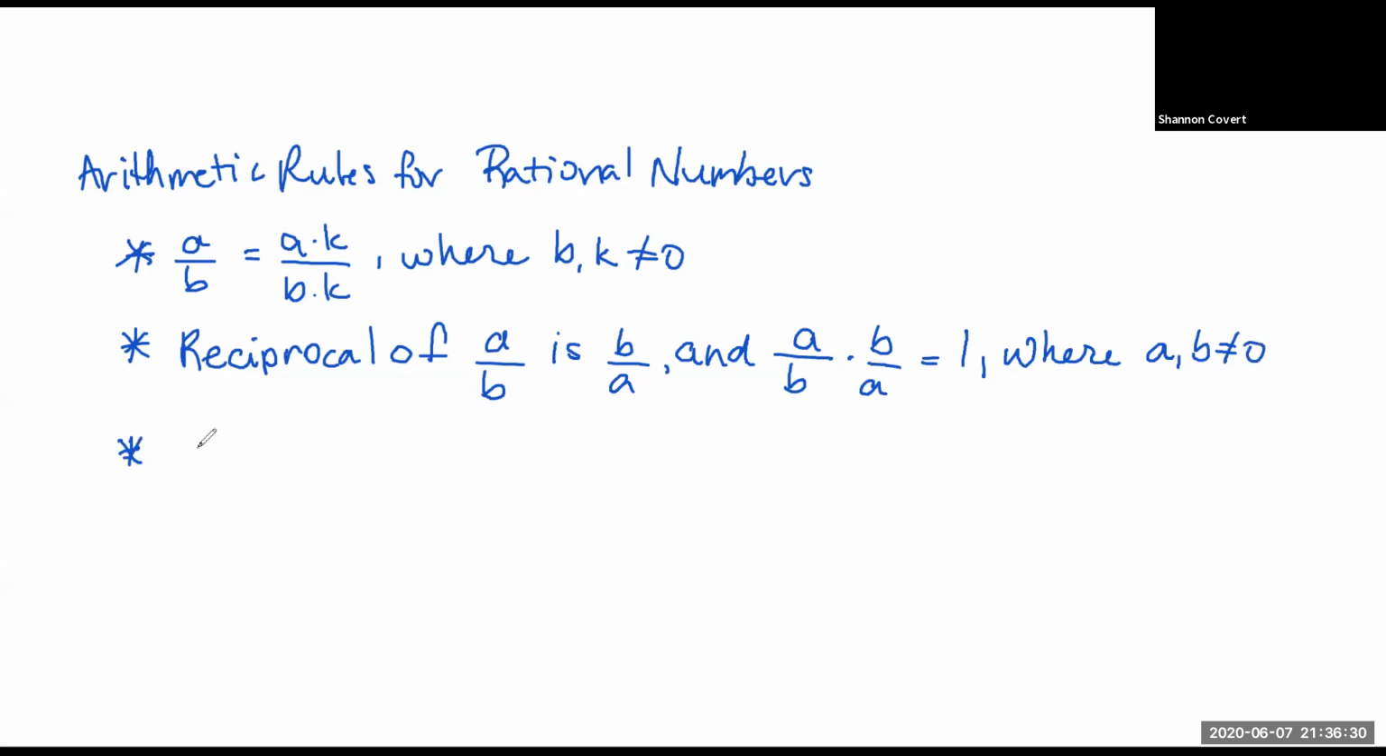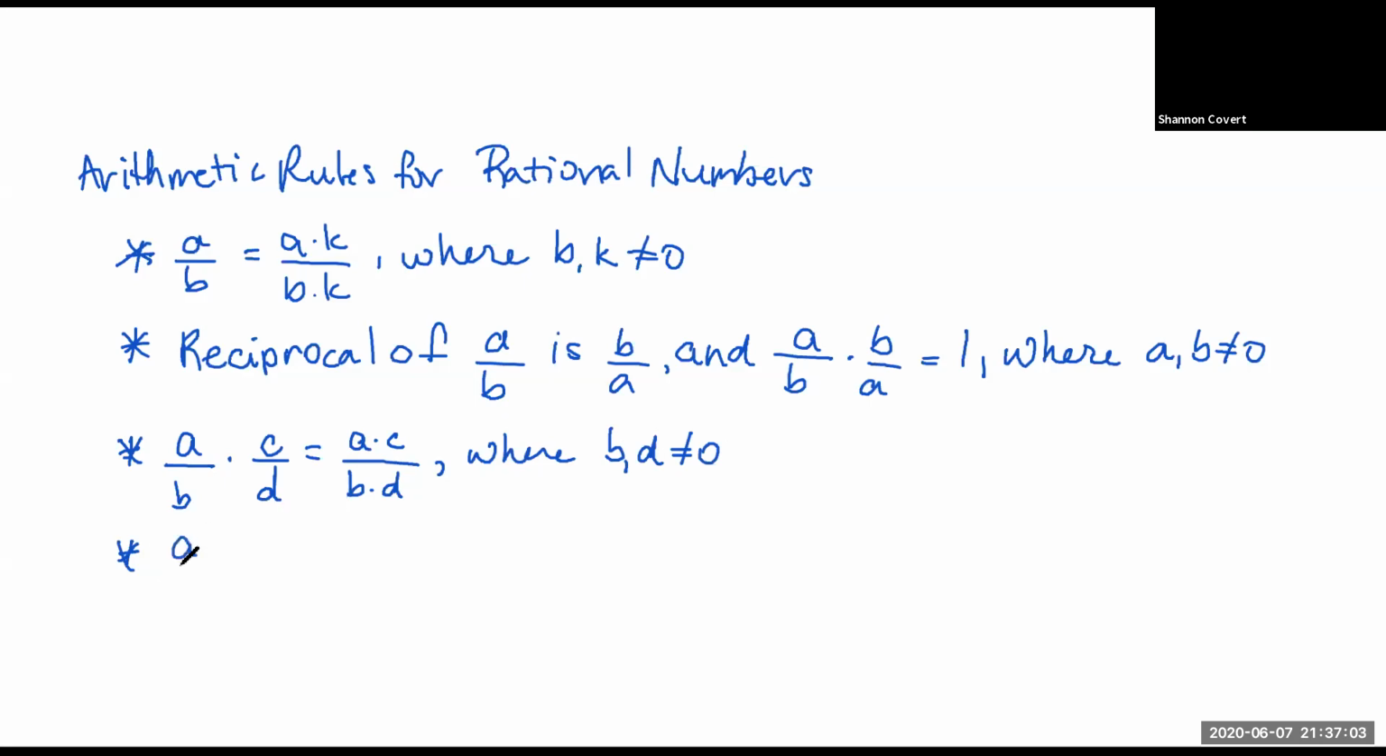The next rule talks about what happens when I have two different rational expressions that I'm multiplying together. So A over B times C over D. You just multiply across the top. So numerator times numerator, A times C, and then denominator times denominator, which is B times D. Once again, we have to make the statement that B and D cannot be equal to 0.